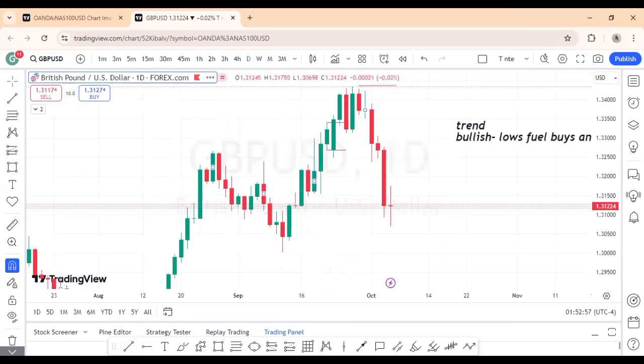You use highs. Look at this. As far as this low, we're bullish here. Can you see how this fuels the buy? And then what are we targeting? The high of the candle. What is it? This high.